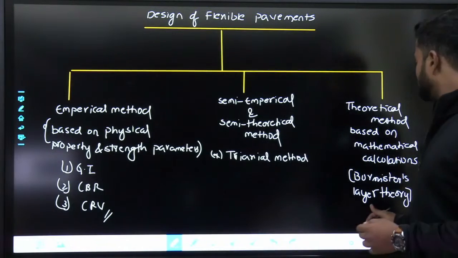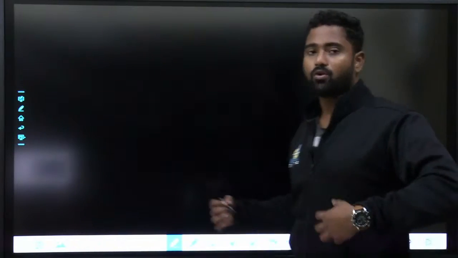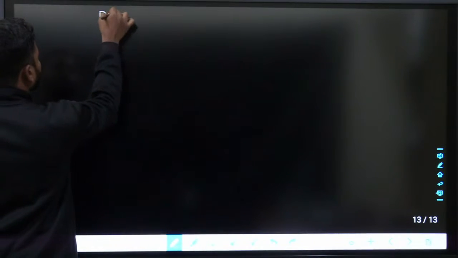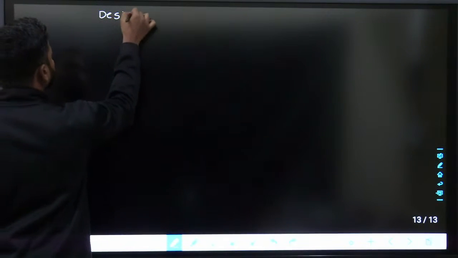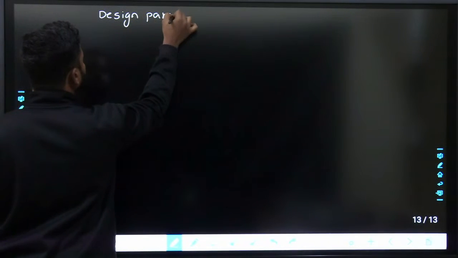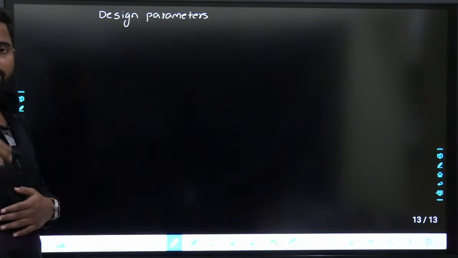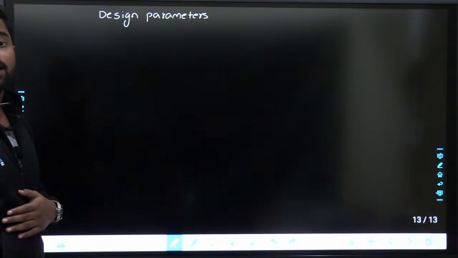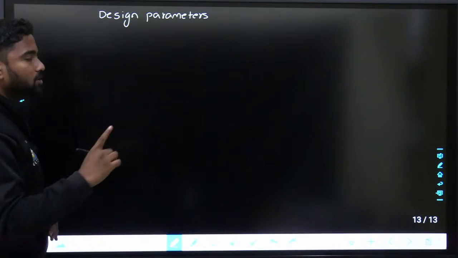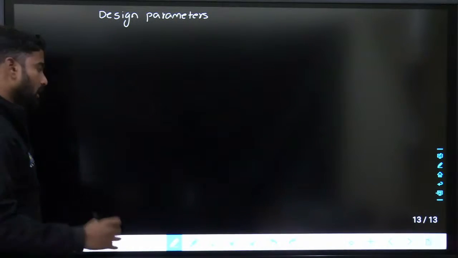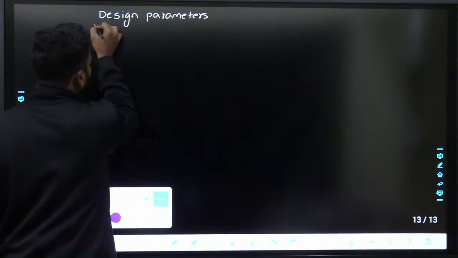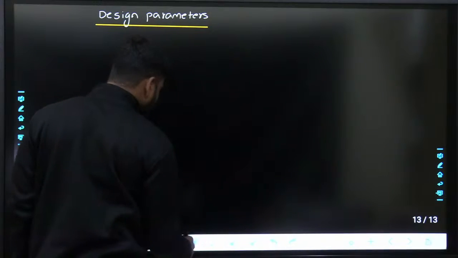Fine. Next, before going into anything, we will first see the design parameters. All these things are for flexible pavements. In flexible pavements you will be using IRC 37, and for rigid pavements you will be using IRC 58. IRC 37:2012, IRC 58:2012.